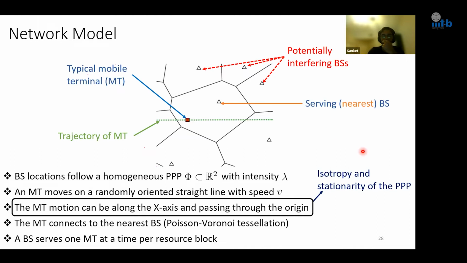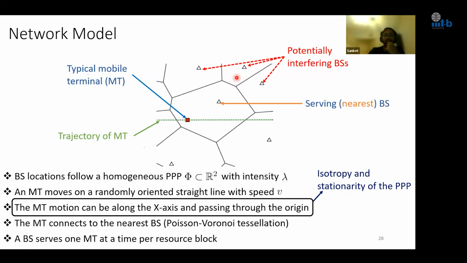Now this is the network model for the typical 5G NR. So these triangles here show the base stations. And then there is a mobile terminal shown by this red square, and this mobile terminal is moving on a straight line for simplicity. So this is the trajectory, this green dotted line. Now we assume that this mobile terminal is served by the nearest base station, which intuitively makes sense, but in practice it could connect also to a base station which is farther. But in this work we'll focus on the case that this mobile terminal connects to the nearest base station.